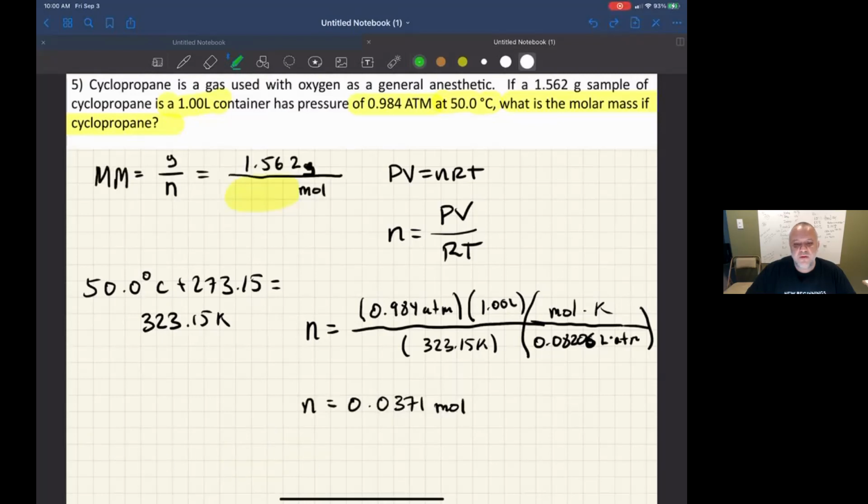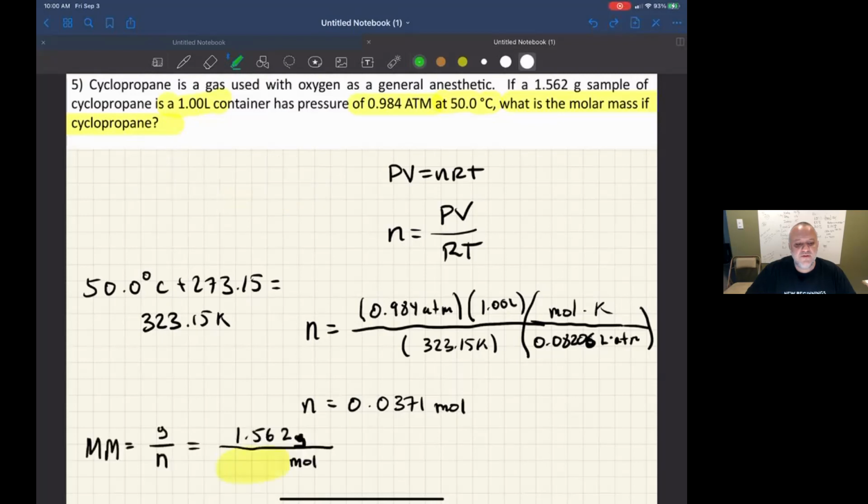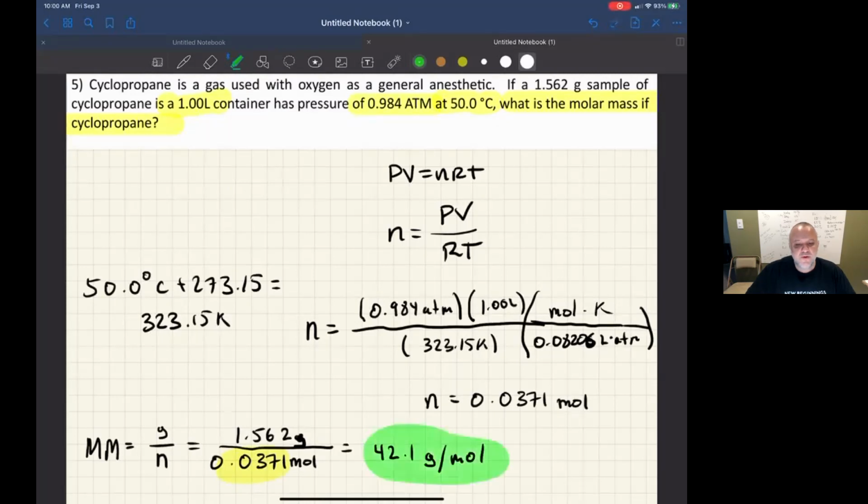0.0371. Okay, now let's take this equation from above and put in that number of moles that we calculated before. So take that 0.0371, put it in the denominator, and crunch this into our calculator. And I get 42.1 grams per mole.